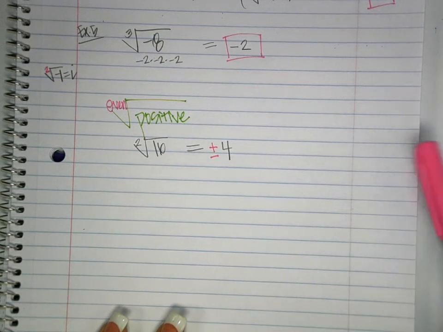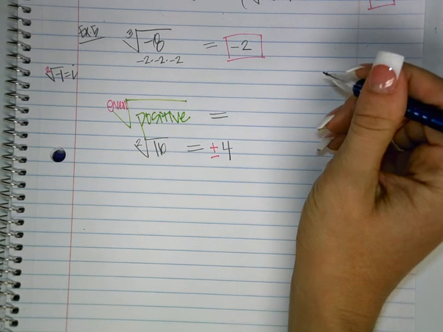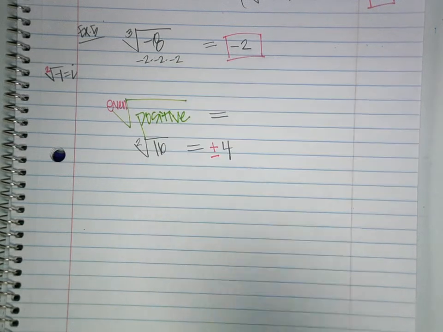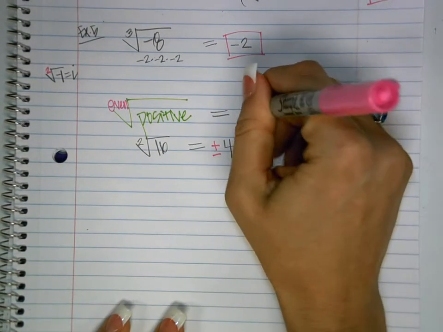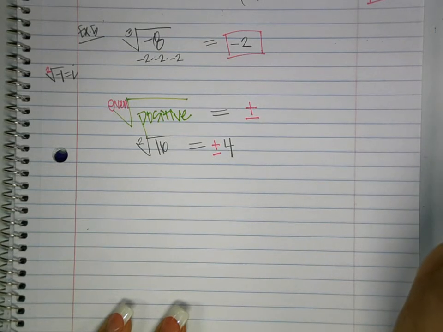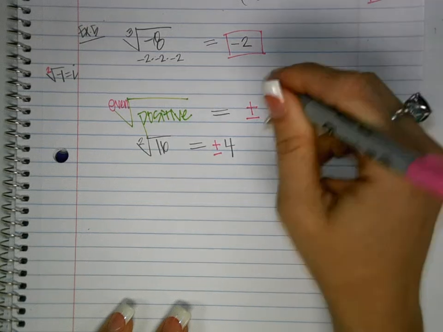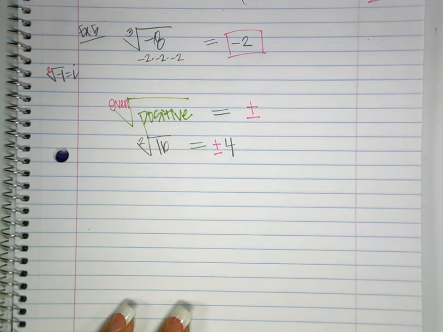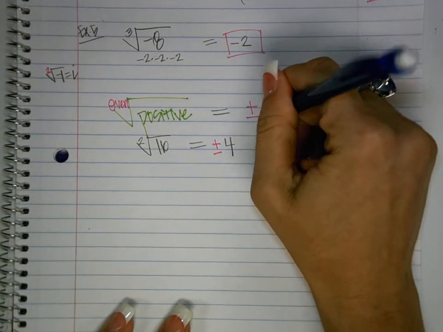Yes. Okay. So what you have to do here, hey, listen, is anytime you have an even number inside your handle and a positive underneath, your answer will be plus or minus. Your answer will be plus or minus. And then the root. So plus or minus the positive number. I'll write plus or minus the positive number.